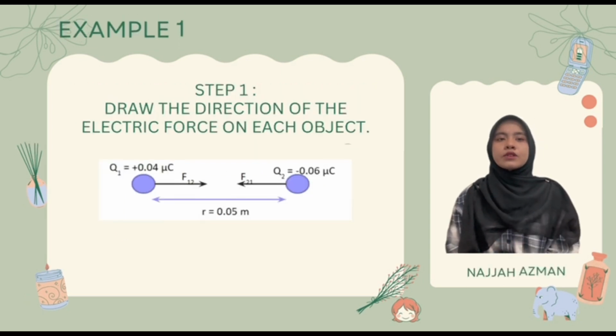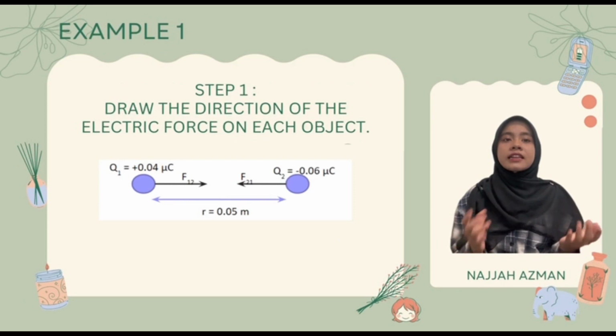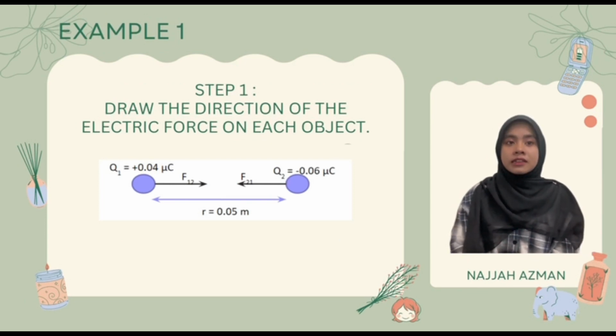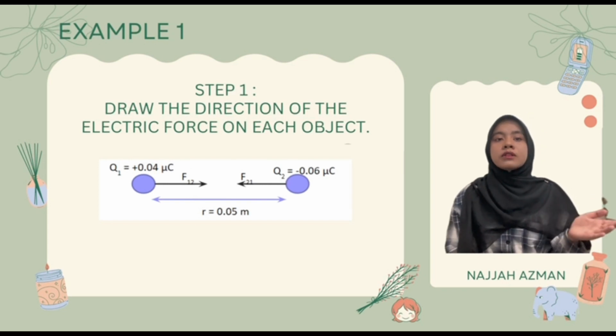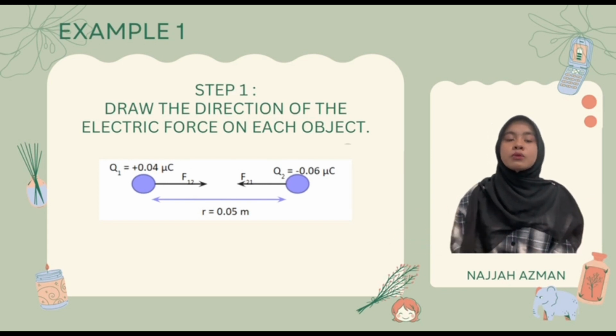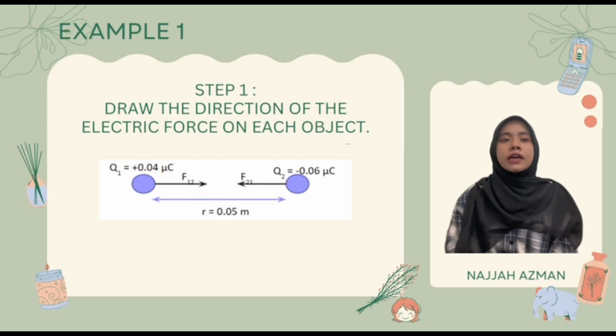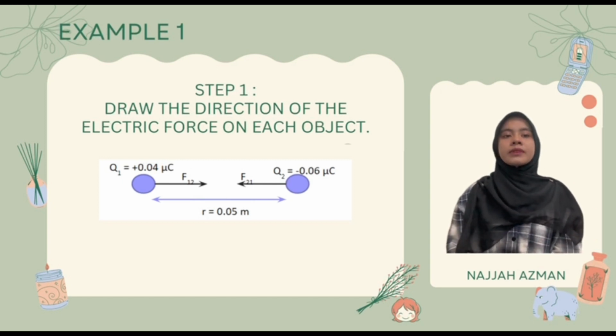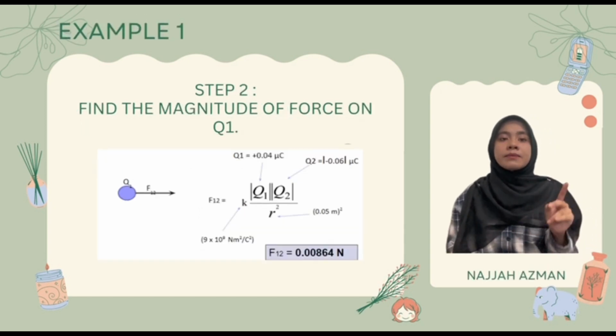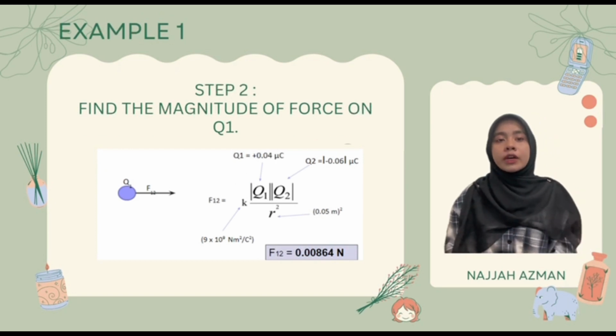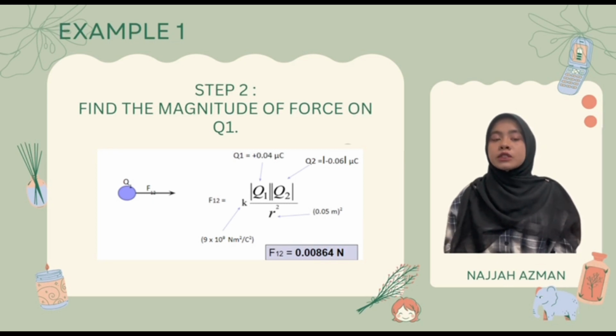First and foremost, we need to draw and understand the direction of the electric force acting on each object, where Q1 moves to the right while Q2 moves to the left because Q2 has a negative value charge. Next, find the magnitude of force on Q1 by using the main formula of Coulomb's law, which is F equals K Q1 times Q2 over R squared.